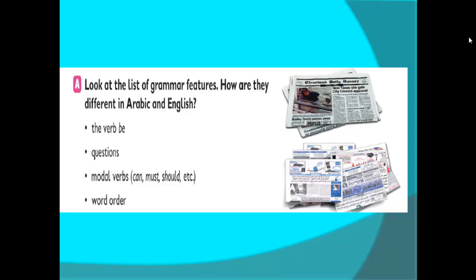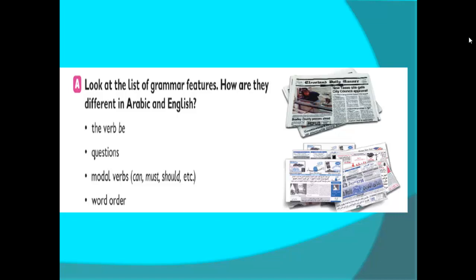Number 2, questions. In English, we need an auxiliary verb to form a question. But in Arabic, we don't need auxiliaries at all. What about modal verbs such as can, must, should, and so on? These modal verbs must be followed by verbs in the infinitive form. But in Arabic, there is no infinitive after modal verbs.